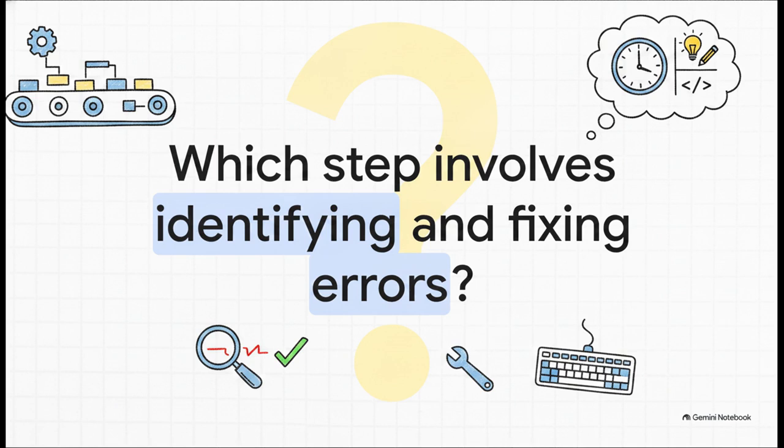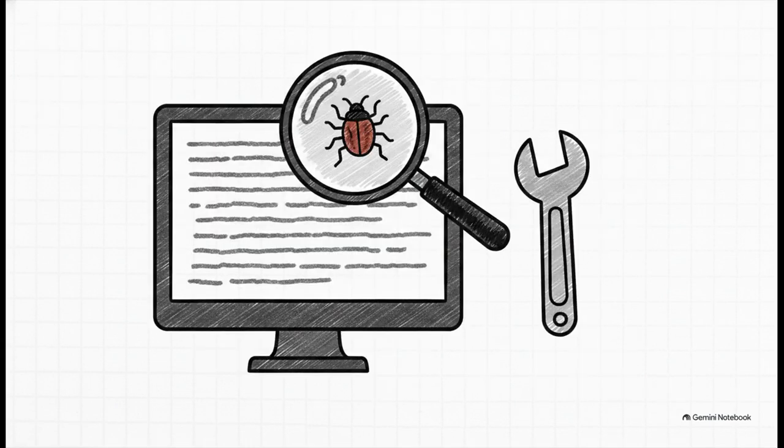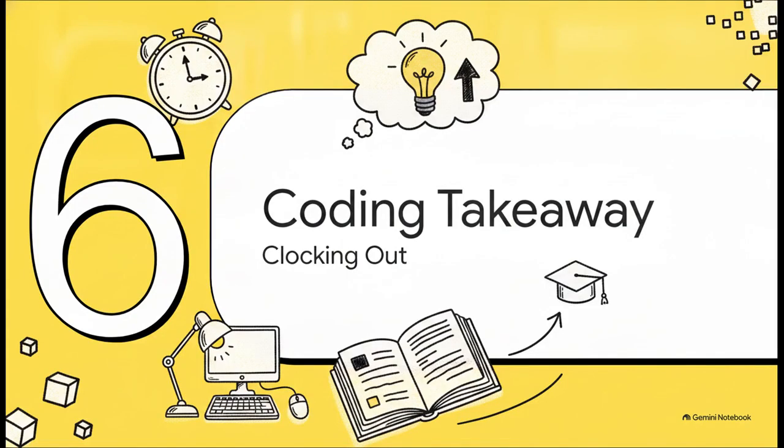Was it the first step where we strategized? The second where we typed? You guessed it, it's step 4, debug. Awesome job if you got that right. Debugging is that totally critical process of hunting down those tiny syntax errors or logic mistakes and fixing them up so your code runs perfectly. It's honestly like being a digital detective, and it is absolutely one of the most important skills you're going to develop this year.